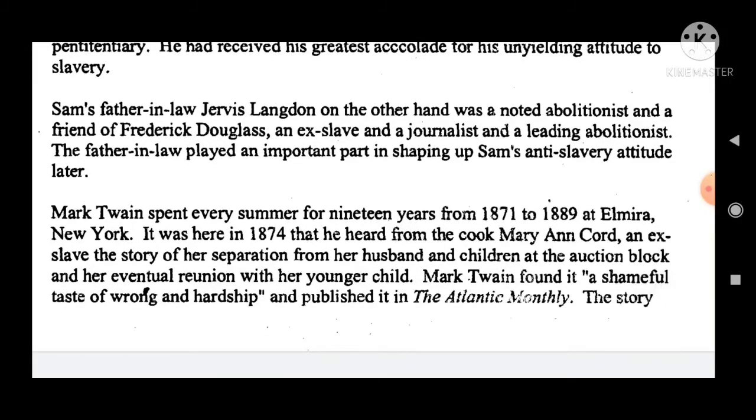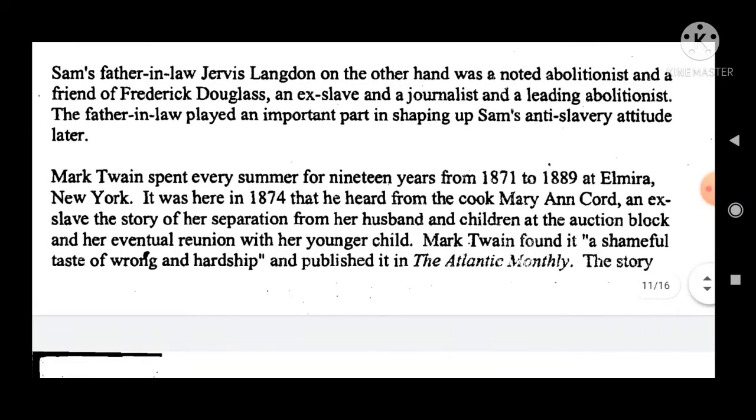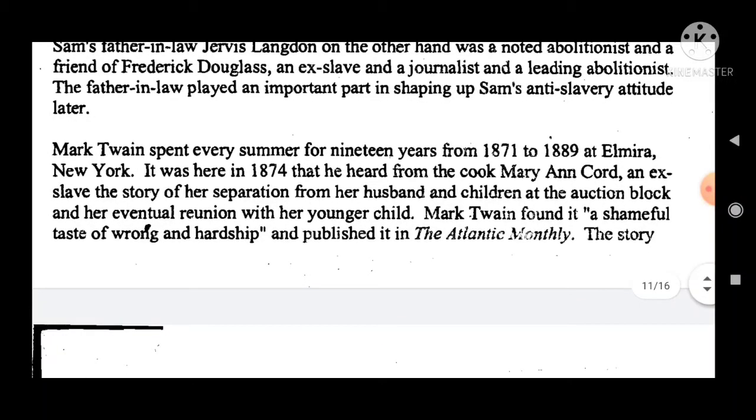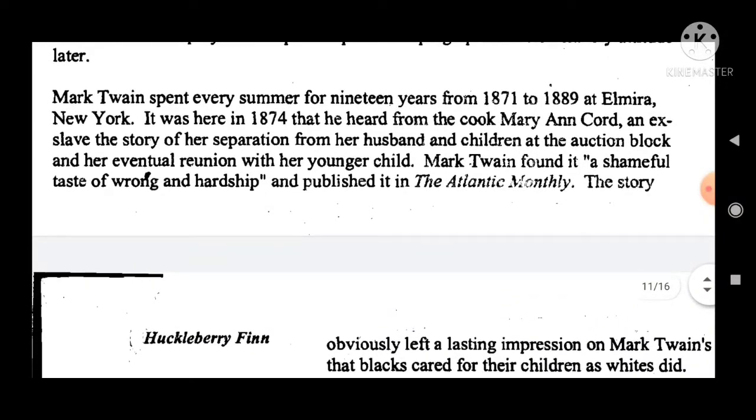Sam's father-in-law, Jervis Langdon, on the other hand, was a noted abolitionist and a friend of Frederick Douglass, an ex-slave and a journalist and a leading abolitionist. The father-in-law played an important part in shaping up Sam's anti-slavery attitude later. Mark Twain spent every summer for 19 years from 1871 to 1889 at Elmira, New York.